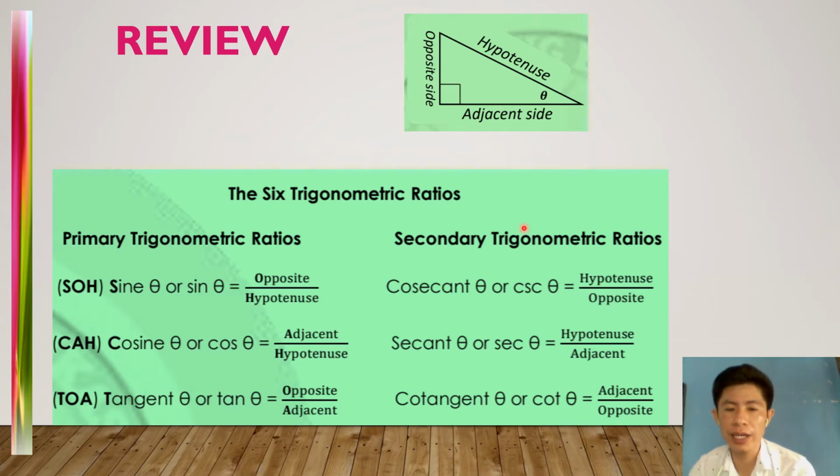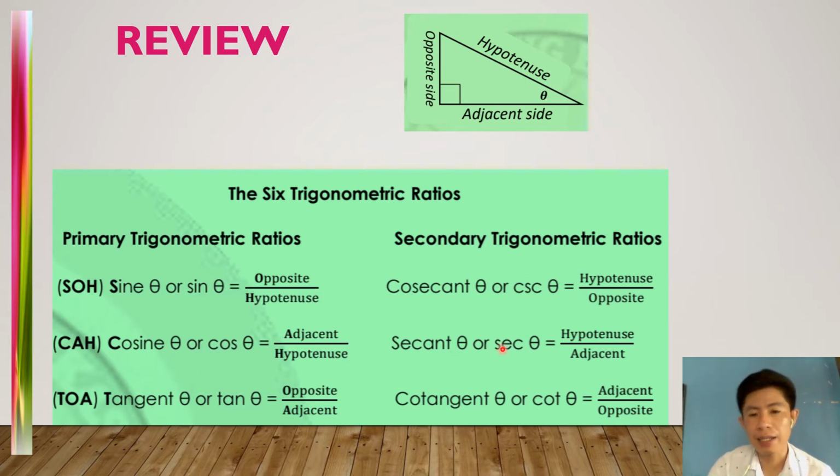We also have here the secondary trigonometric ratios, wherein these are the reciprocals of the primary trigonometric ratios. For example, cosecant theta is the reciprocal of sine theta. If sine theta is equal to opposite over hypotenuse, its reciprocal is hypotenuse over opposite. Yung kabaliktaran niya. So, pagbabaliktarin lang yung numerator and denominator.